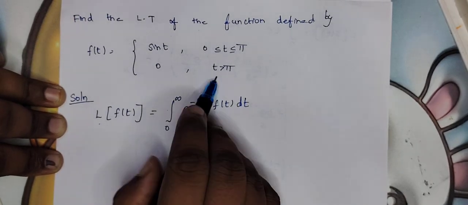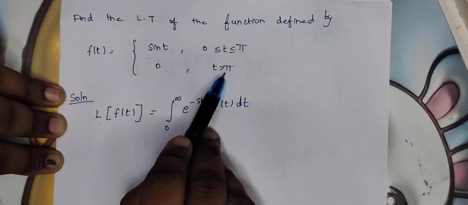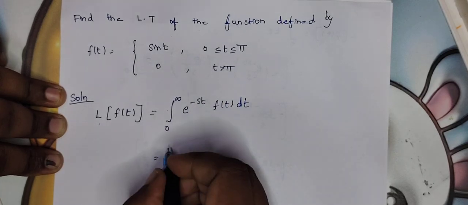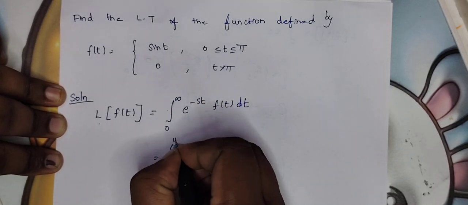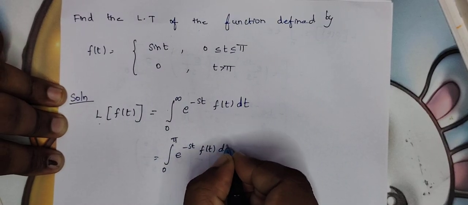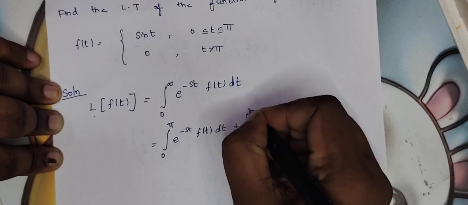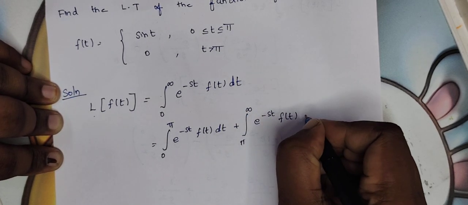Here, as you can see, t varies from 0 to pi and the other range varies from pi to infinity, right? So I'm going to split this interval. According to our given problem, one interval will be the integral from 0 to pi of e power minus st f of t dt, and the other interval will be the integral from pi to infinity of e power minus st f of t dt.